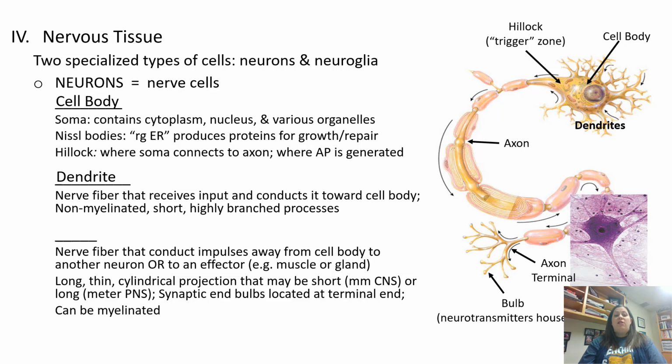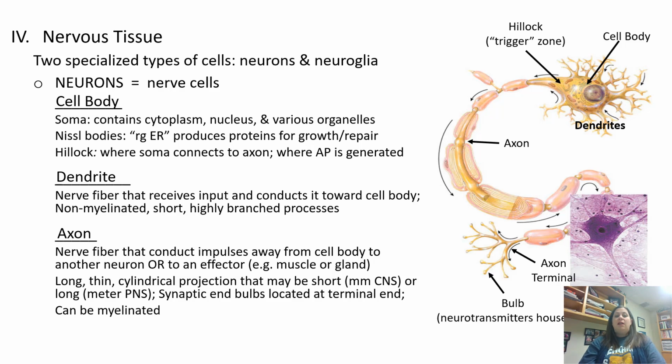The dendrites are the nerve fibers that receive input information and conduct it towards the cell body. Okay, these are the areas that are filling out and receiving information that then the cell body of the neuron is going to use to determine whether or not we need to send a signal. These are going to be non-myelinated, which we'll talk more about what myelin is later, and they're going to be shorter and highly branched processes.